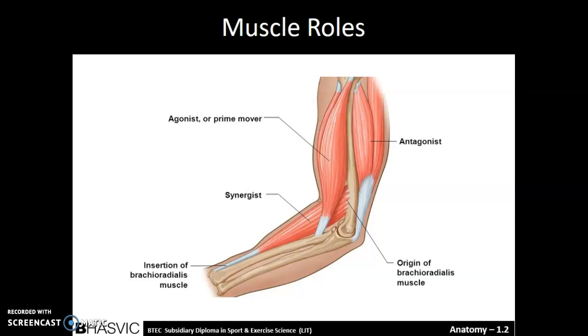One of these is the agonist. This is the muscle that shortens when a movement is happening. They are also known as prime movers. These provide a force where it contracts.